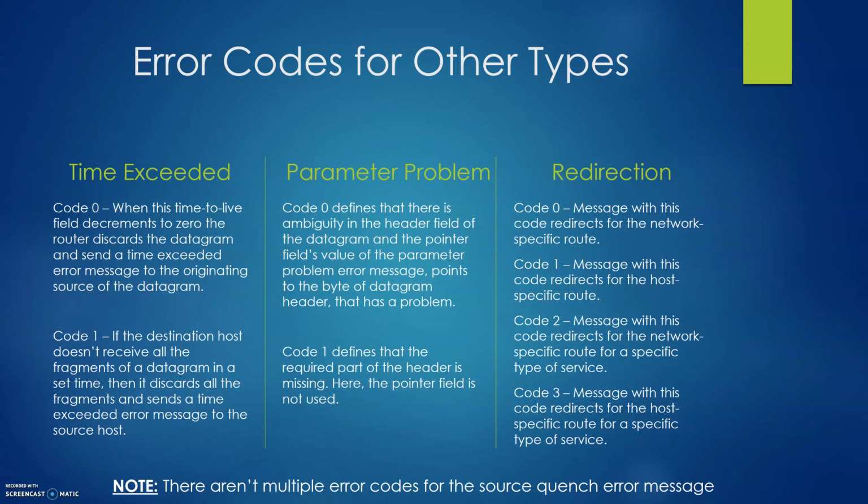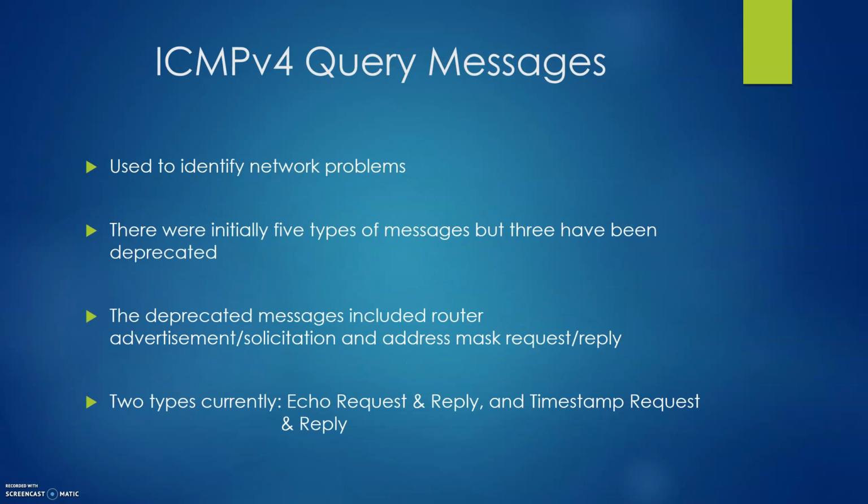And then parameter problem defines there's ambiguity in the header field, like I said before, where there's a problem. Code 1 just defines that there's something missing there that should be there. Redirection basically codes for telling it where it needs to go. But for the source quench error message, you only get one message. It doesn't send very much data back, but it's deprecated now, so not a big deal.